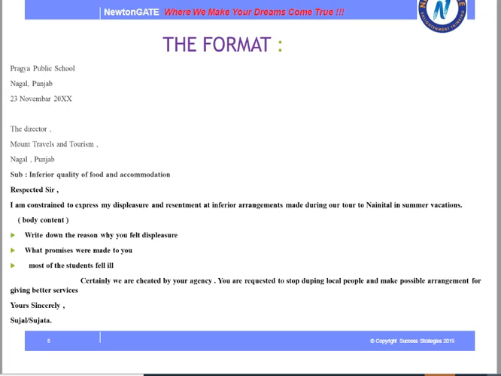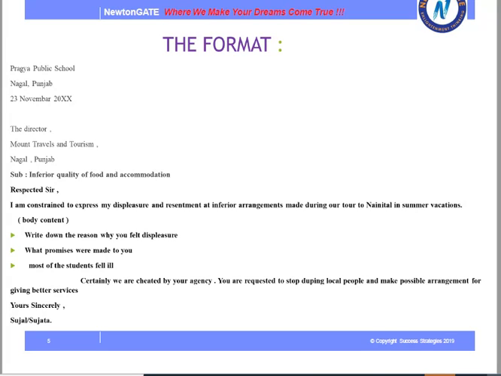Next is the body content. Here for this letter, the body content will be the reason why you felt displeasure, what promises were made to you by the agency, and the reason why most of the students fell ill. That is, it can be due to bad accommodation or food given to you. For this letter, I have jotted down this body content, but as per the letter, you have to follow and give a brief description of the content. Don't make the letter unnecessarily long or lengthy. Just write down the main points that are necessary.